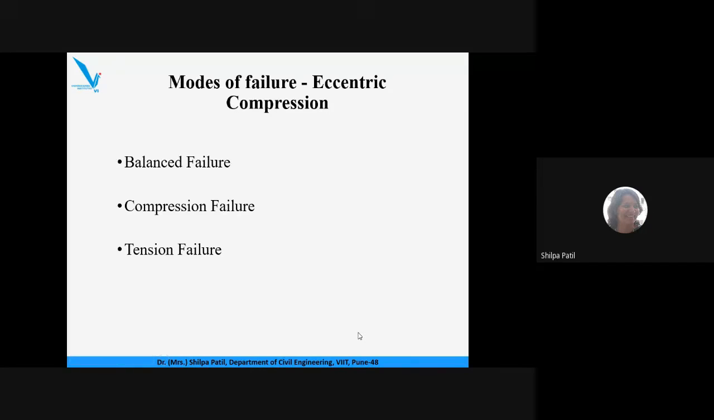Now, depending upon the location of this eccentricity, the column fails in a different fashion, in a different condition. There are three major types of failure: balanced failure, compressive failure, and tensile failure. When a column fails due to higher load, that is, eccentricity is less, compressive load will be more, moment will be smaller. In that case, the column will fail due to compression only. The major failure is because of the crushing of the concrete. So that failure is called compressive failure or compression failure.